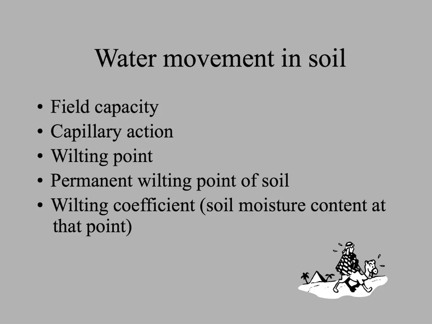There is a point after which all the water is taken from the soil that's called the wilting point, when a plant can't take any more water out. If it gets too dry, the plant wilts permanently and can't recover. That's the permanent wilting point of the soil. So it's of interest to know the wilting coefficient.